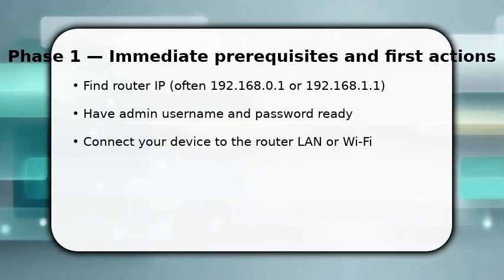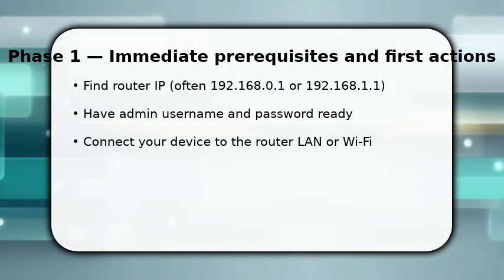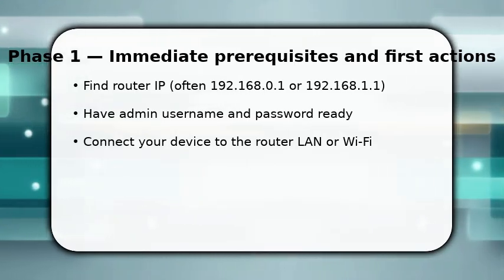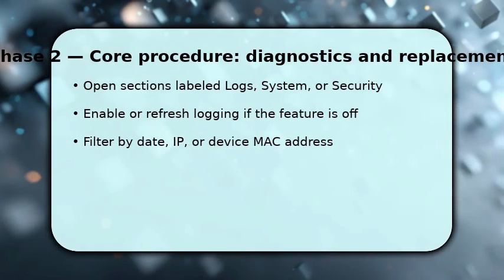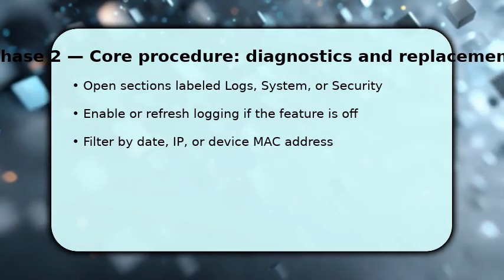Once logged in, make sure you are on the router status or advanced settings page. Keep a notebook ready for any timestamps you find. Now find the logs or system section. Different vendors call it logs, system log, or security events.